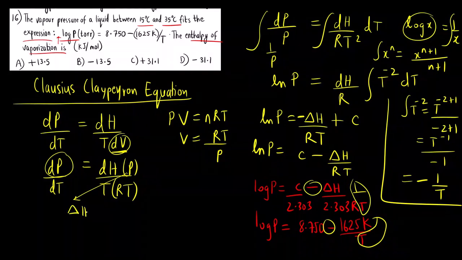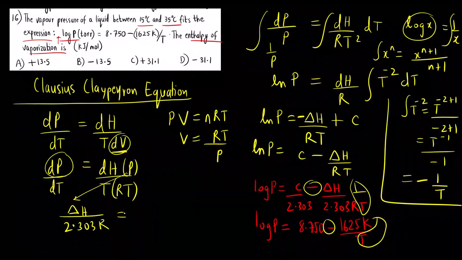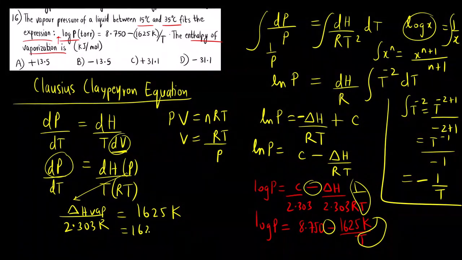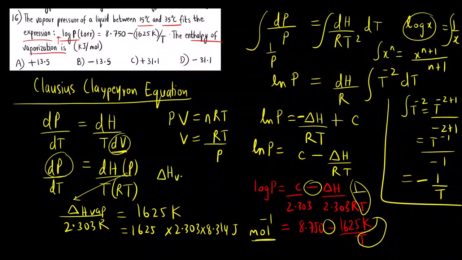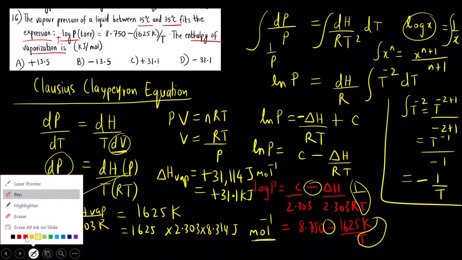So delta H by 2.303 R is equal to 1625 Kelvin. We want delta H of vaporization, so delta H of vaporization will be 1625 Kelvin into 2.303 into 8.314 joule per Kelvin per mole. Kelvin and Kelvin inverse get cancelled. The final answer we will get in joule per mole. So the final answer of delta H of vaporization is going to be plus 31114 joule per mole. I have to divide it by 1000, so it will become plus 31.1 kilojoule. So what is the correct answer? The correct answer is option C.